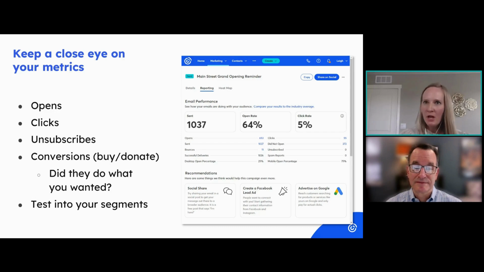So you mentioned smaller groups to test into your segments. How big should your segments be in order to gauge the success of your efforts? And how long, or how many sends, should you have before you mark it as successful or not?